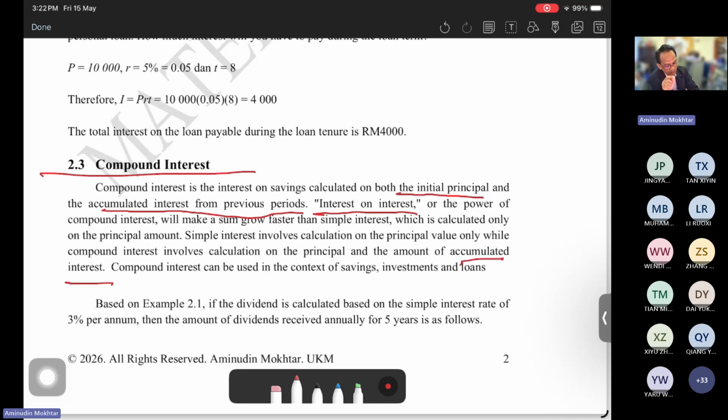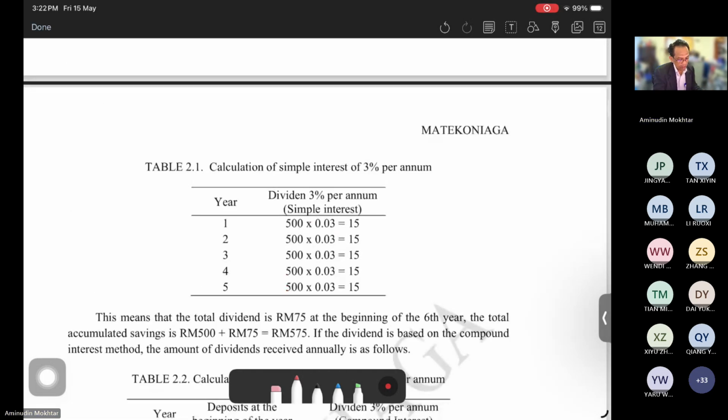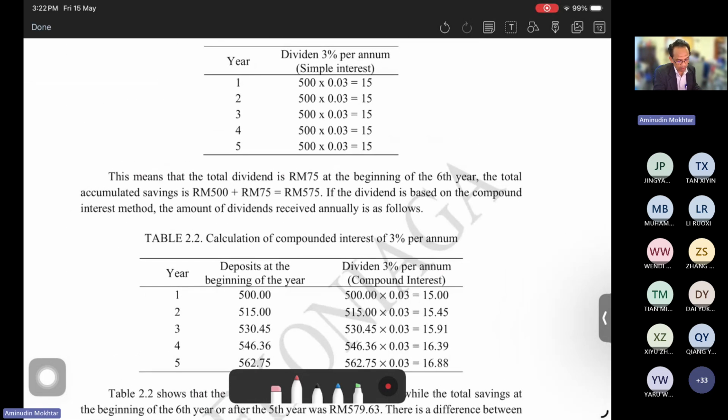So, this compound interest can be used in the context of saving, investment, and loan. Now, I will show you the calculation of the compound interest based on example 2.1. Okay, there is example 2.1.